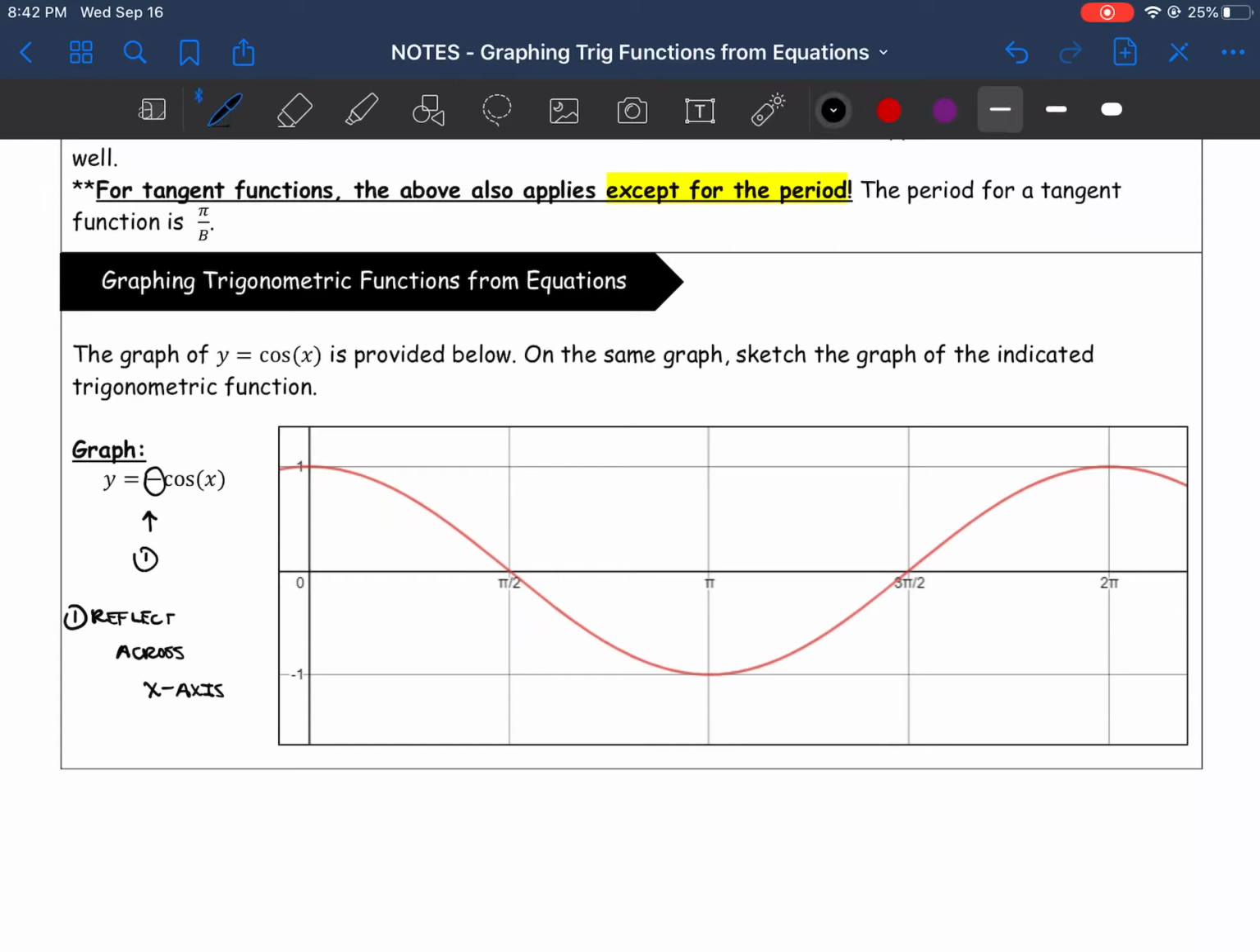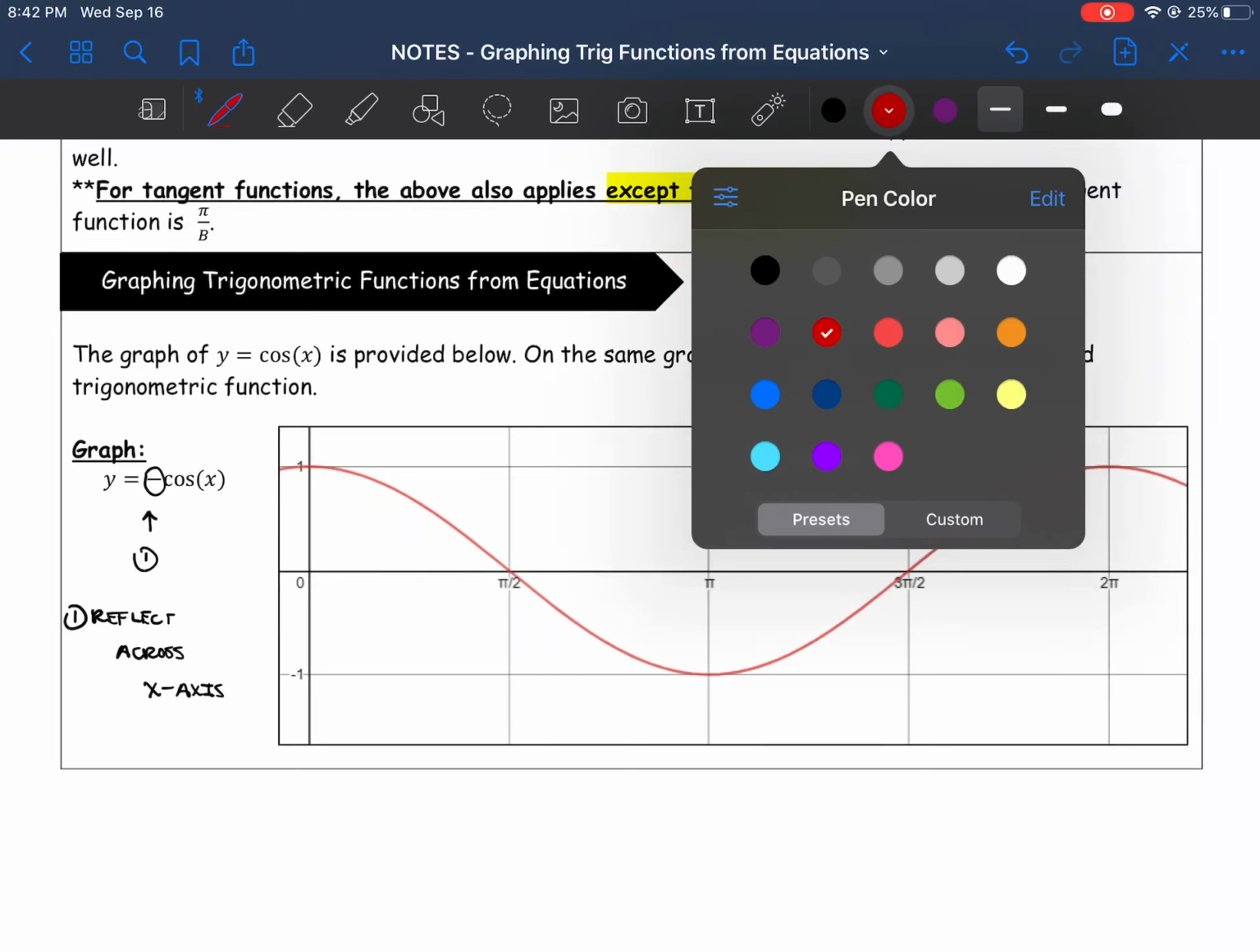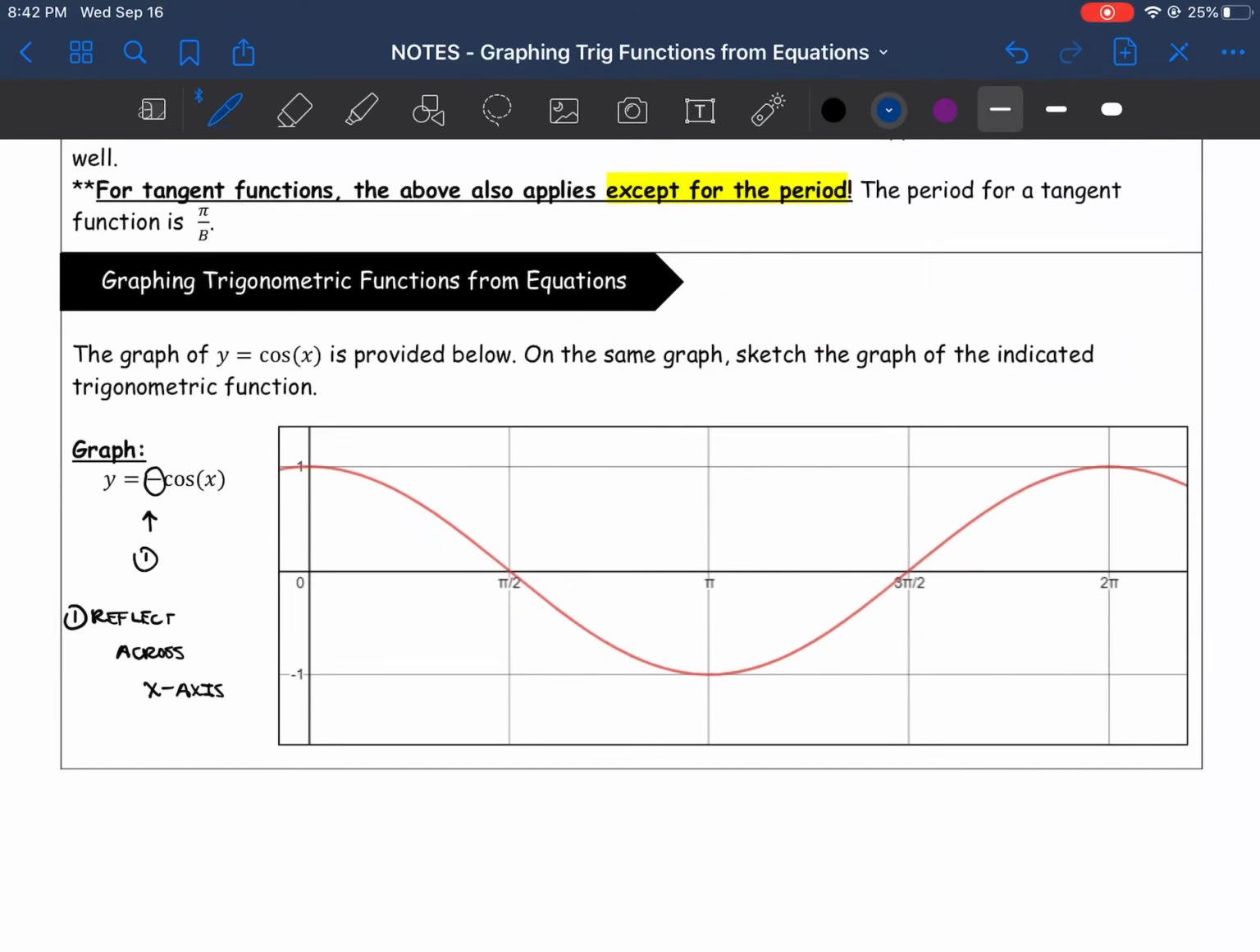We're going to take our points from the parent function of cosine and reflect those points across the x-axis. Here I have 0, 1. I'm going to reflect it to 0, negative 1. Pi over 2 comma 0 is going to stay where it is because you can't reflect a point that's on the x-axis across the x-axis. We have pi, negative 1, which gets reflected to pi, positive 1. 3 pi over 2, 0 stays where it is. And then 2 pi, 1 reflects to 2 pi, negative 1.